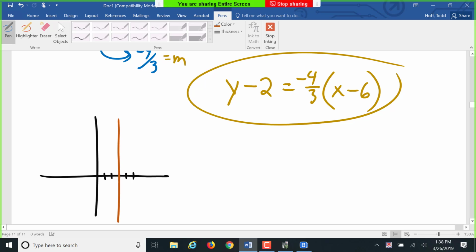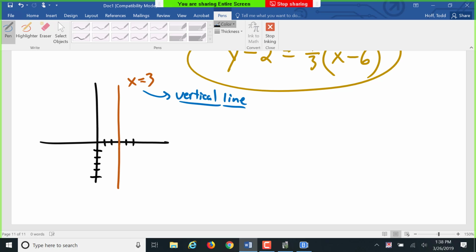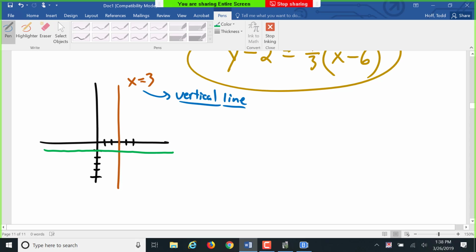What would the equation of that line be? x equals 3. x equals 3. Very good. A vertical line is always x equals whatever number it goes through. How about this line? y equals negative 1. y equals negative 1. Very good. A horizontal line is always y equals whatever number it goes through.